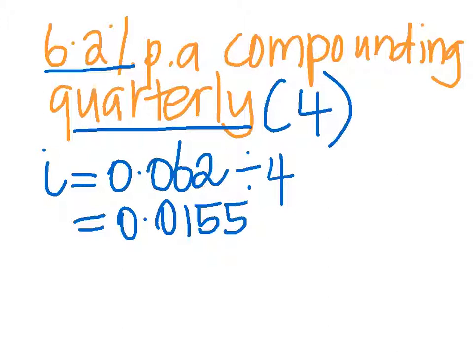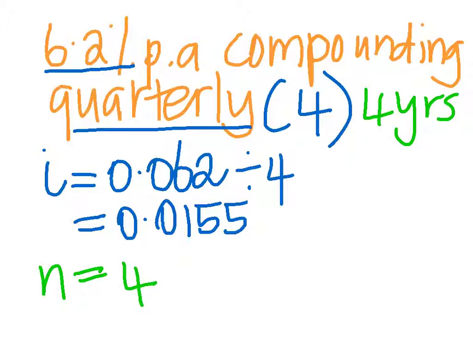Let's imagine now that this is 6.2% per annum compounding quarterly for 4 years. We need to know the amount of time in order to work out our N value. So we know that it's compounding quarterly for 4 years. So it's 4 years, and then in each of those 4 years there are 4 quarters. So we're going to go 4 by 4 is 16.